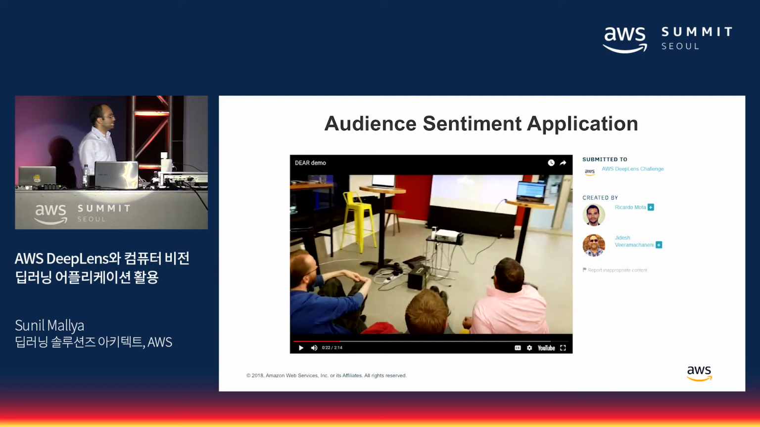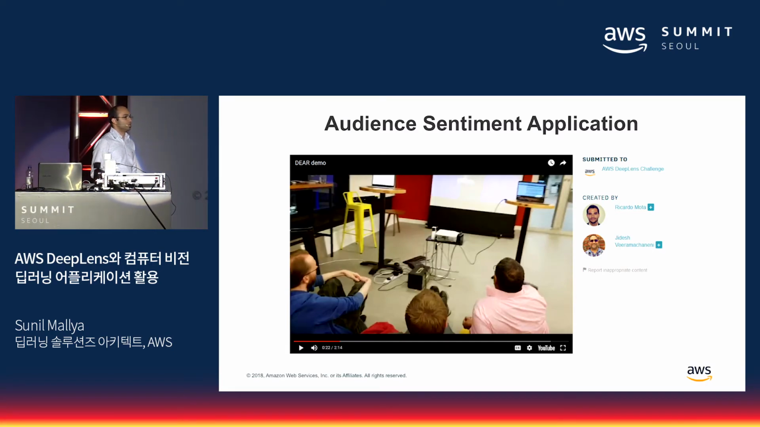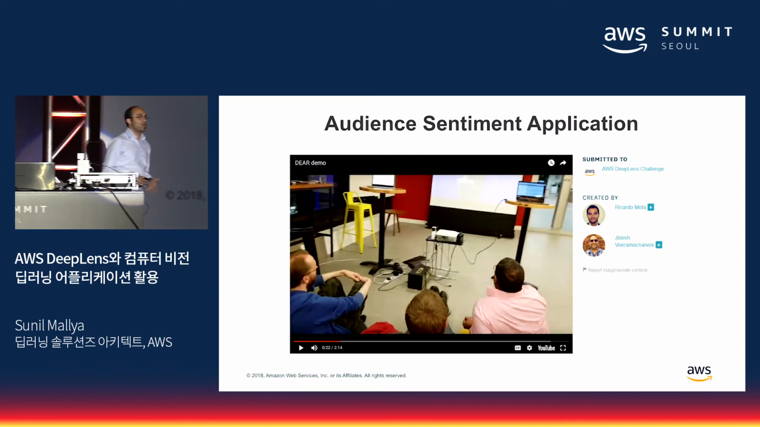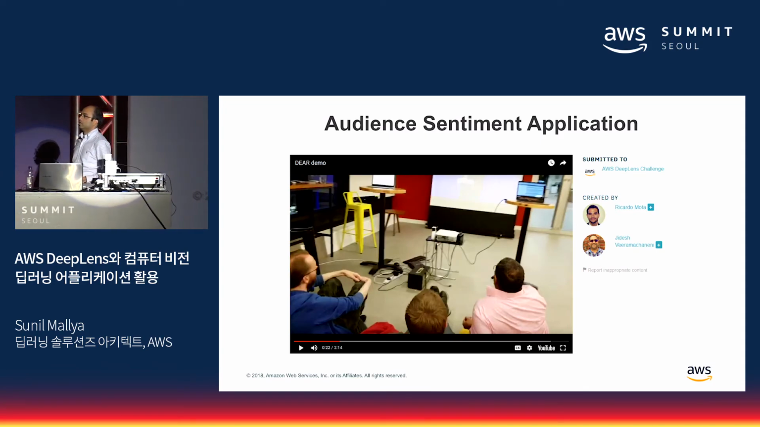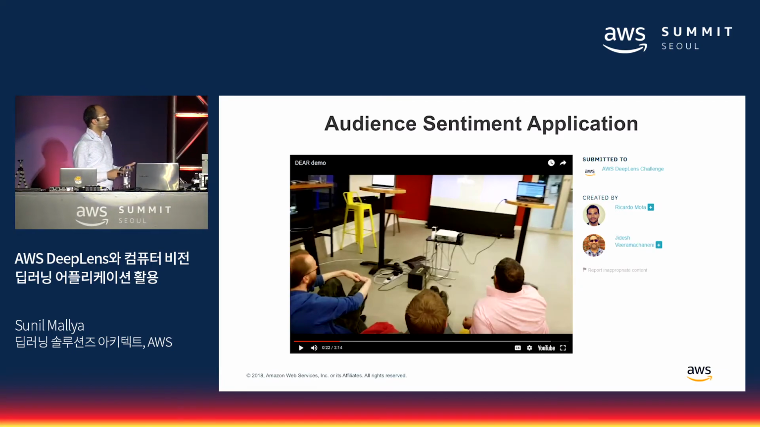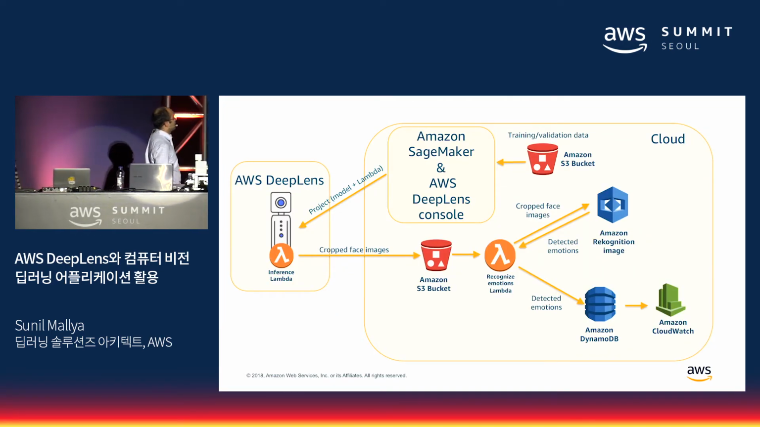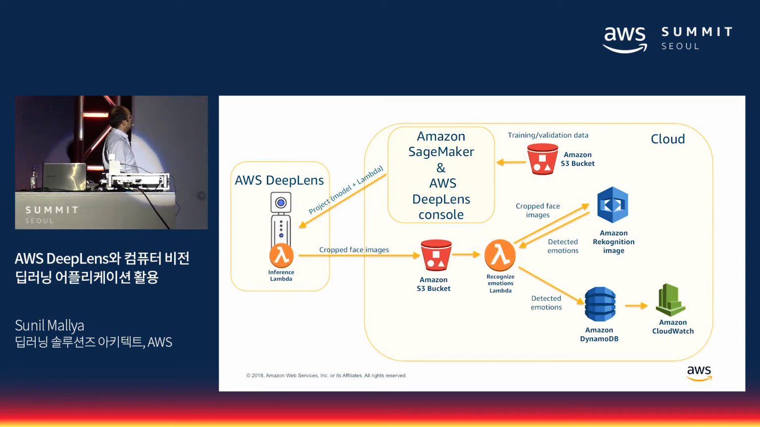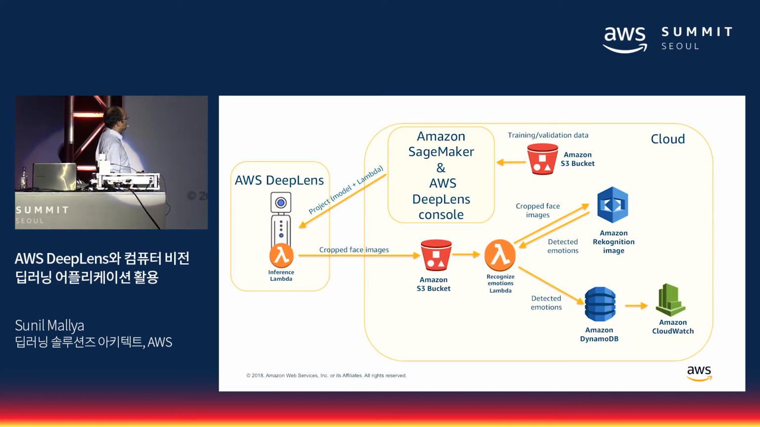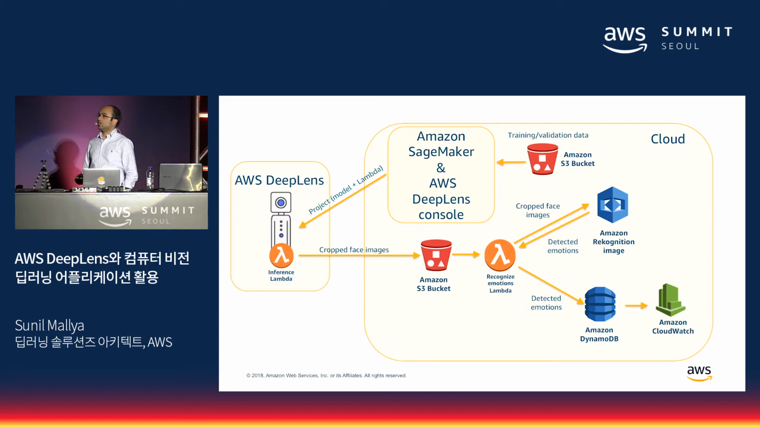So this is an audience sentiment application where these people wanted to run in a classroom environment and understand if people are actually enjoying a certain lecture and capture that. So this is a pretty sophisticated architecture, as you can see, where the DeepLens is detecting the faces. So there's a face detector model running locally and cropping out the faces.